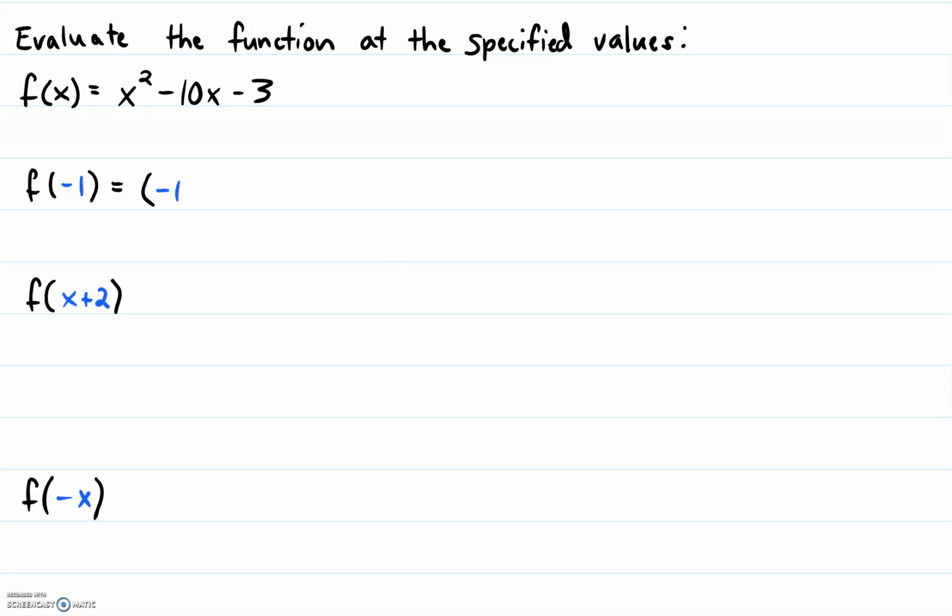So we'll have negative 1 squared minus 10 times negative 1 minus 3. Everywhere we have an x, we're just going to put negative 1, and then we're going to simplify this as much as we can. Negative 1 squared is going to become positive 1. Negative 10 times negative 1 is going to be plus 10. And then the minus 3 comes right on over. Then 1 plus 10 is going to be 11, minus 3 is going to be 8. And so our answer is 8 for the first one.